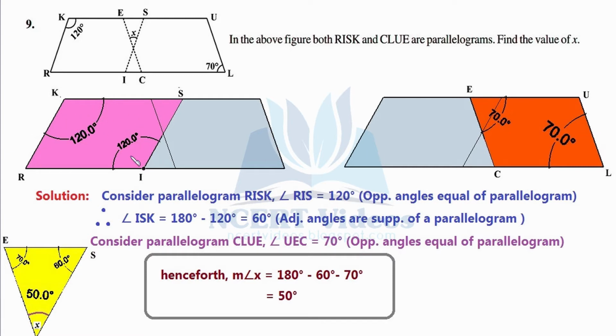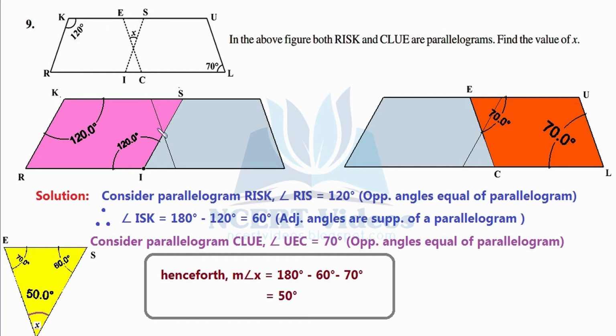Since it is a parallelogram, and we know very well by now that opposite angles of a parallelogram are equal, therefore angle RIS will be equal to 120 degrees. That is this angle. Therefore, in the solution part we wrote, consider parallelogram RISK where angle RIS equals 120 degrees, that is this particular angle. And the reason being opposite angles of a parallelogram are equal.